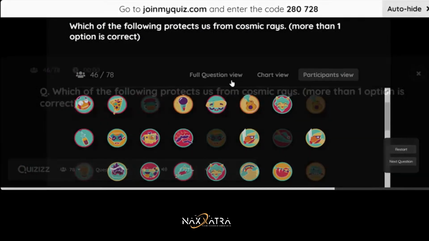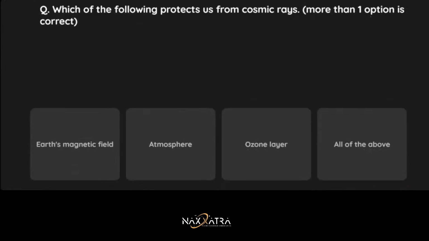So the correct answer is Earth's magnetic field and atmosphere. Why? Because we know cosmic ray particles are charged particles, as we saw in the previous question. So Earth's magnetic field can easily deflect these charged particles. That is one of the most useful properties of Earth's magnetic field. They protect us from cosmic rays, and even the atmosphere protects us because if some cosmic ray particles enter the atmosphere somehow, the ionosphere layer of our atmosphere consists of charged particles, so they attract and don't allow further penetration of cosmic ray particles.